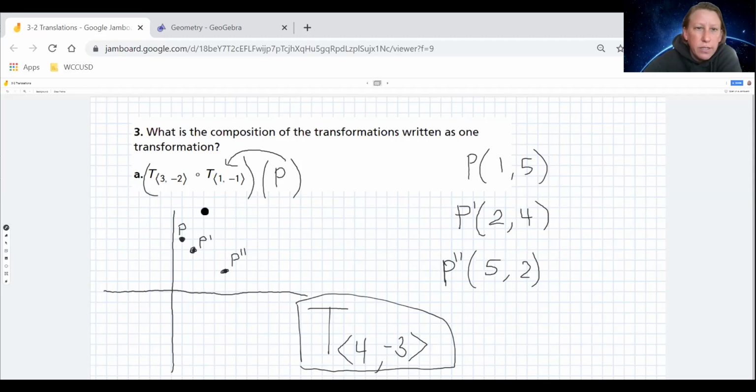Okay, check this out, you guys. What's 3 plus 1? 4. What's -2 plus -1? -3. So if you have multiple translations and you want a shortcut to go from the first one to the end image, all you have to do is add the horizontal moves, the first numbers together, and the vertical moves, add those together.